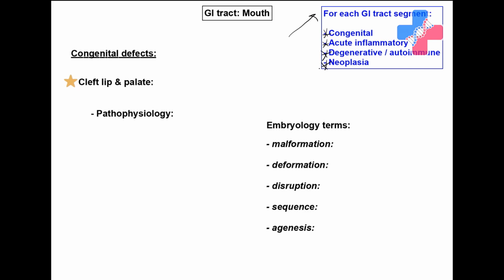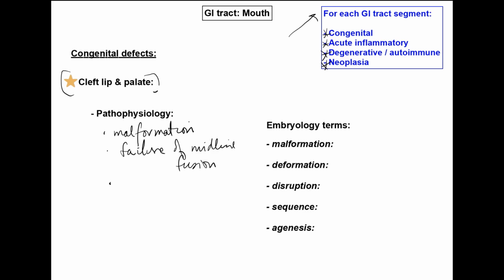In the mouth, the most important congenital defect is the cleft lip and palate. This is a malformation. It results from a failure of fusion of the midline structures of the face. Most cleft lips and palates are due to a sporadic abnormality. But if it is identified early by screening ultrasound, then it has a significant association with underlying syndromes.